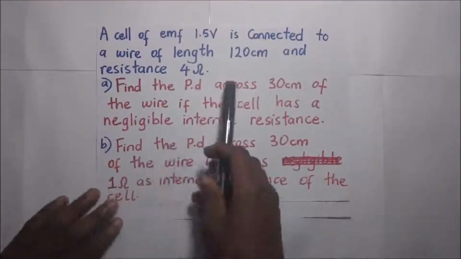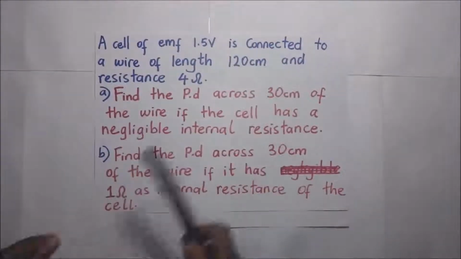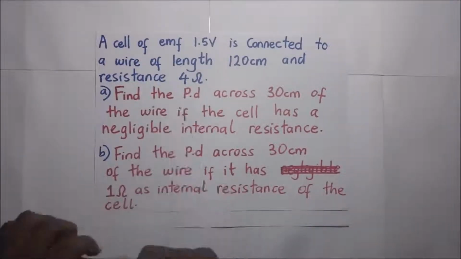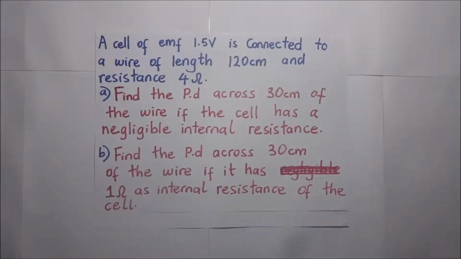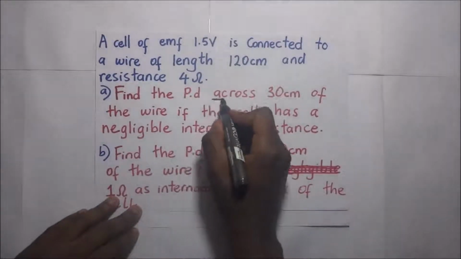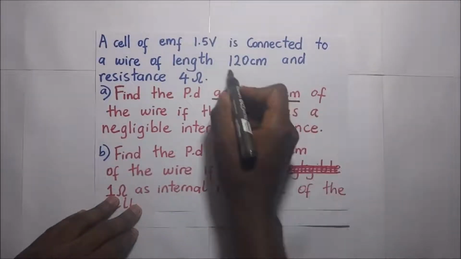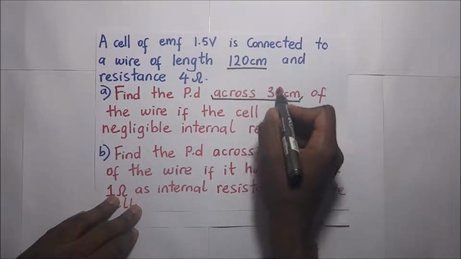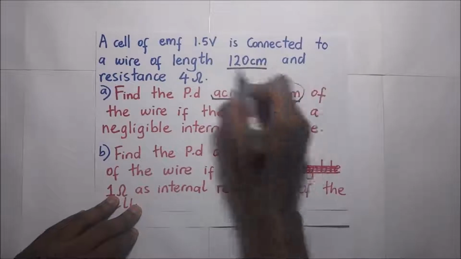A cell of EMF 1.5 volts is connected to a wire of length 120 centimeters and the resistance is 4 ohms. Find the potential difference across 30 centimeters of the wire. So we are only required to find potential difference across a portion of that wire. The wire is 120 centimeters. We need to find potential difference just across 30 centimeters of this whole wire.